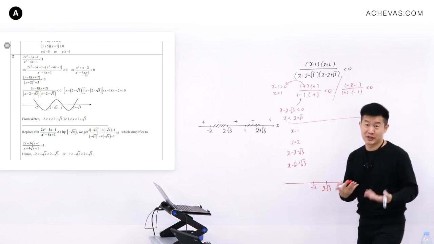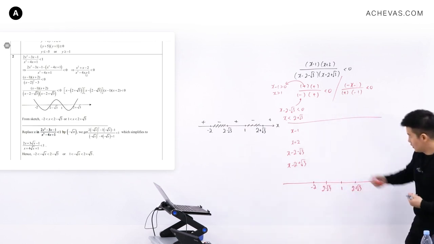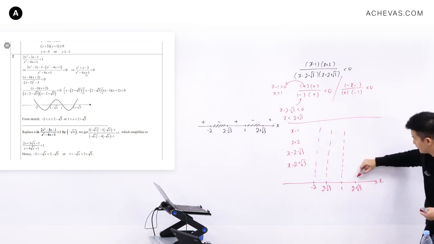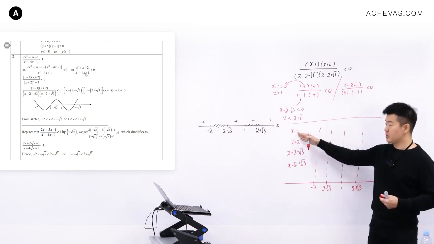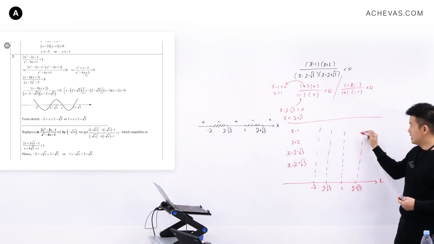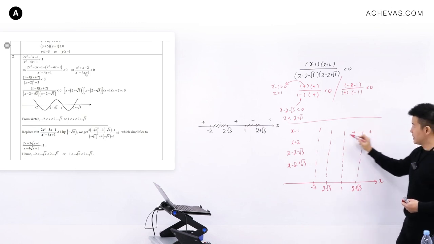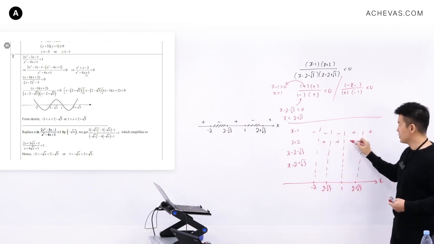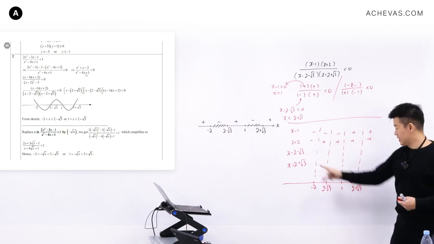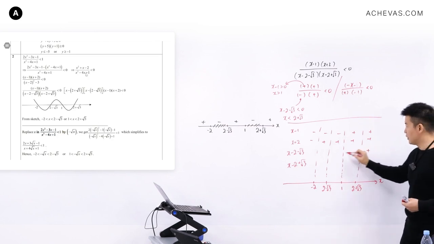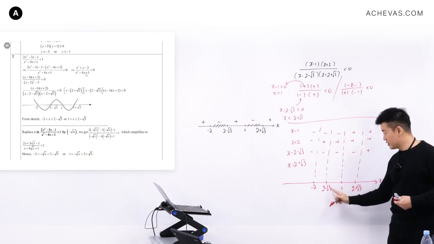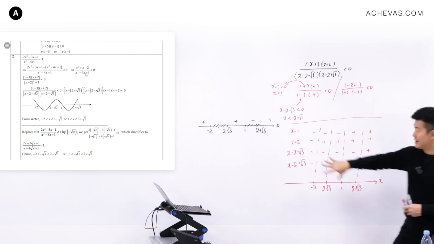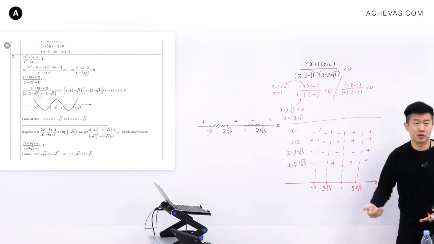And what you were supposed to do is, like what I was telling you, if I were to just draw some reference line here, for this to be positive or negative, it depends on 1. When x is bigger than 1, it is positive. When x is less than 1, it is negative. Similarly, for this, it depends on minus 2. When it is bigger than, it is positive. When it is less than, it is negative. For this, it depends on this. When it is bigger than, it is positive. When it is less than, it is negative. For this, it depends on this. So when it is bigger than, it is positive. When it is less than, it is negative. Then this makes this process super, super fast.